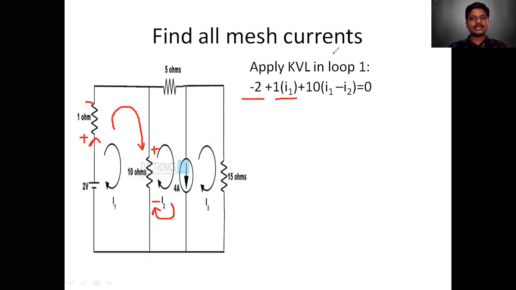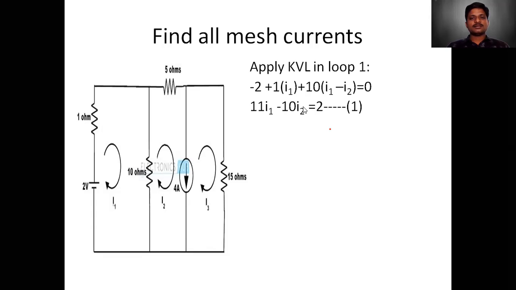Therefore, the voltage drop across the 10 ohm resistor is resistance into current. So resistance is 10 ohms and current is I1 minus I2. Now it completes the loop. Therefore, we will be equating it to 0 as you can see on the screen. So next, what we will do is we will try to simplify the equation. If you simplify, 1 I1 plus 10 I1 will give you 11 I1.